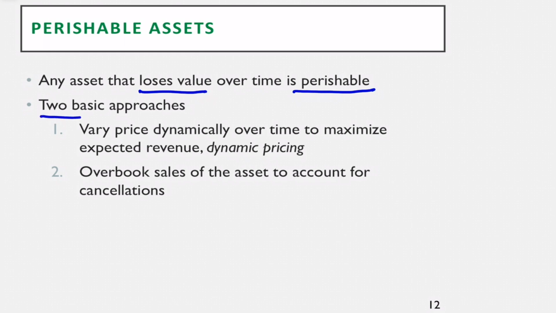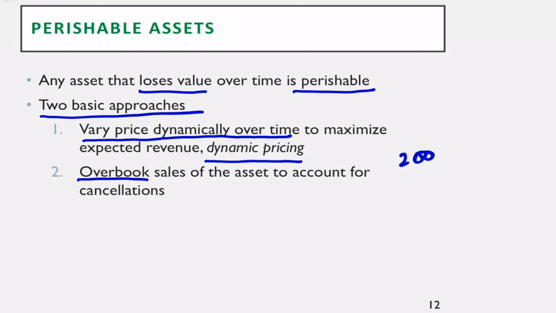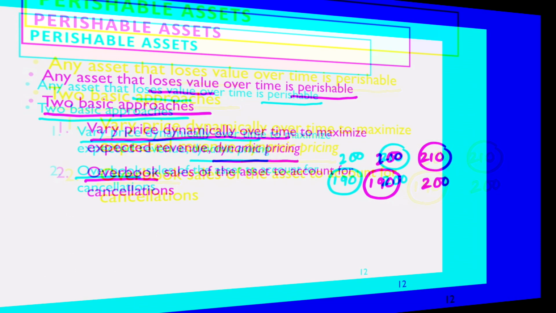So there are two basic approaches. One is to vary price dynamically over time to maximize expected revenue. So this is called dynamic pricing. And another approach is to do overbooking. Like in an aircraft, it may have 200 seats, but based on historical data, they may know that on average 10 customers cancel their tickets at the last minute. Even when 200 tickets are purchased, maybe they end up with only 190. Considering that so many tickets might be cancelled at the last minute, they may overbook by, let's say, 10, so that even after cancellation they end up with a full flight.